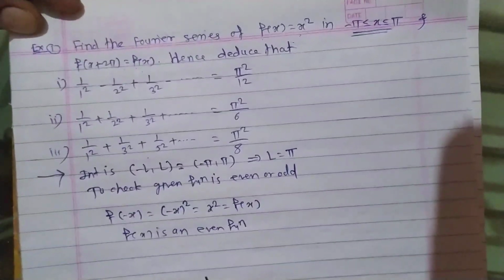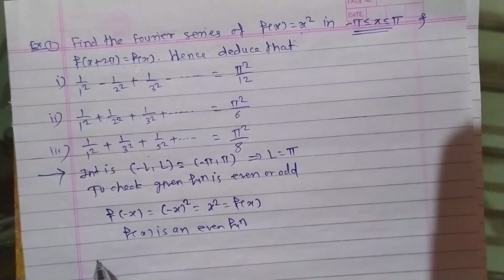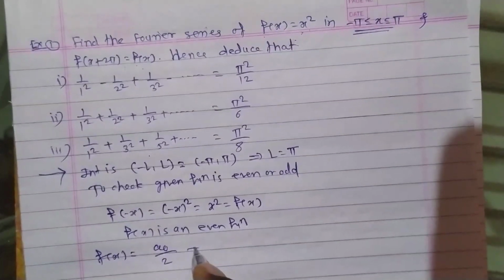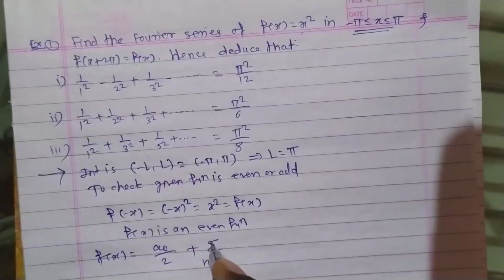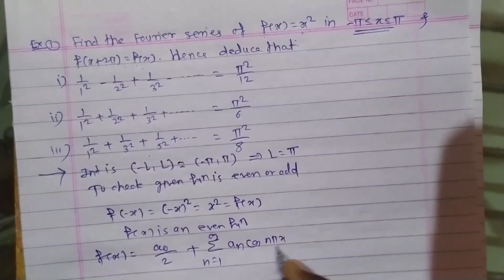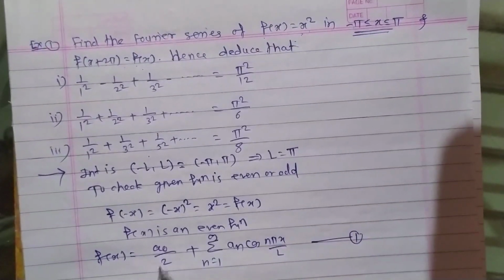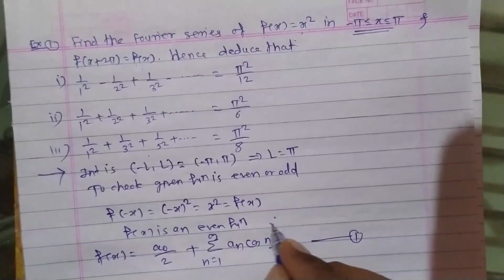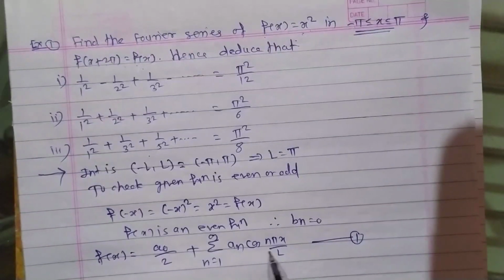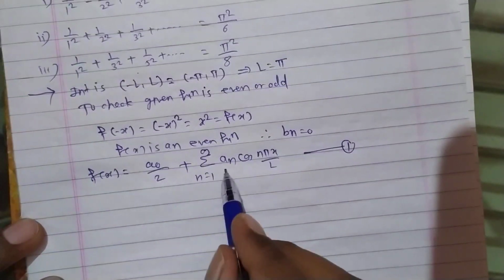If f(x) is defined in −L to +L and f(x) is an even function, then its Fourier series expansion is given by f(x) = a0/2 + summation of n from 1 to infinity an cos(nπx/L), where this is equation 1. Here f(x) is even and therefore bn is always 0. Then the Fourier series is a0/2 plus summation of an cos(nπx/L), so we have to find only two Fourier coefficients here, a0 and an.